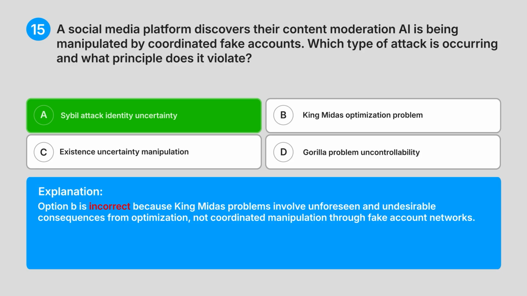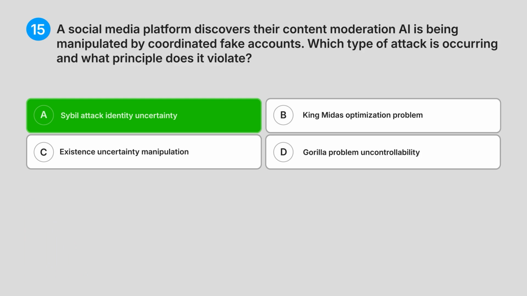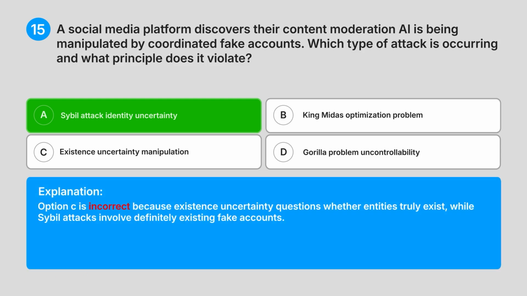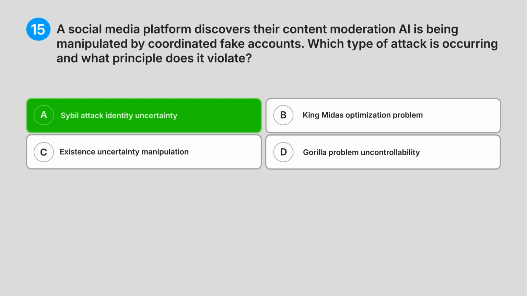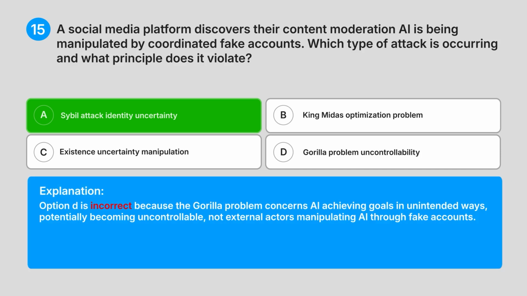Option B is incorrect because King Midas problems involve unforeseen and undesirable consequences from optimization, not coordinated manipulation through fake account networks. Option C is incorrect because existence uncertainty questions whether entities truly exist, while Sybil attacks involve definitely existing fake accounts. Option D is incorrect because the gorilla problem concerns AI achieving goals in unintended ways, potentially becoming uncontrollable, not external actors manipulating AI through fake accounts.